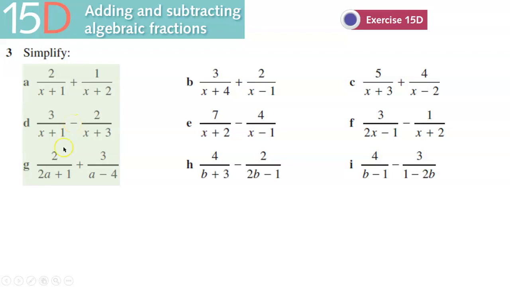I will go through an example of this in a moment in case you need an extra example. Okay, so I'm going to go through E as an example of a subtraction in case you need it. I'm going to do it up here. So I multiply the first fraction by x minus 1 over x minus 1. And the second fraction by x plus 2 over x plus 2.